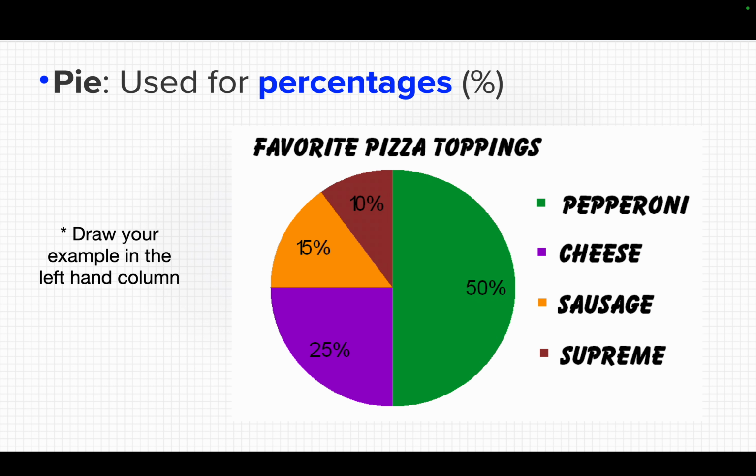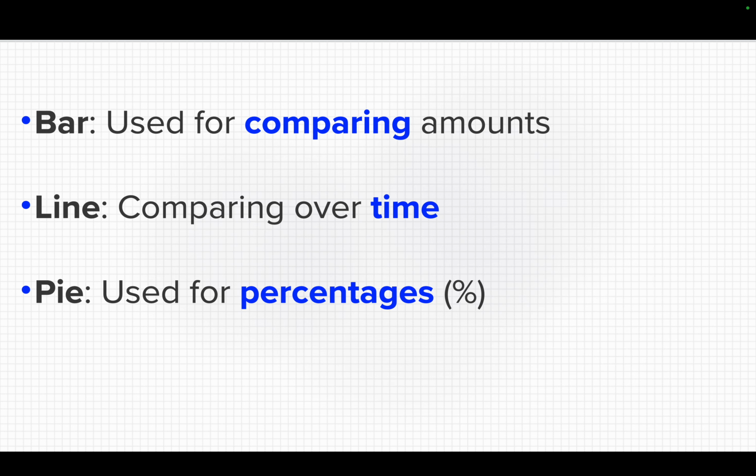So pie is used for percentages. Anytime you come across data that has a percentage sign, you know that you're making a pie chart. Okay, so review, if you didn't get these down: bar is used for comparing amounts, line is for comparing over time, and pie is used for percentages. Pie percentages, line time, bar comparing.